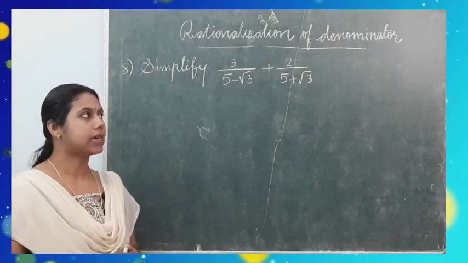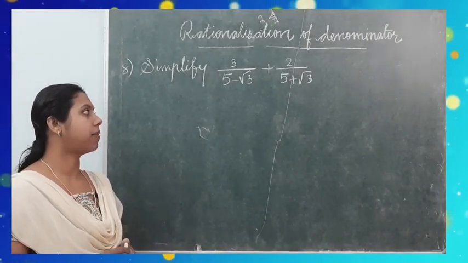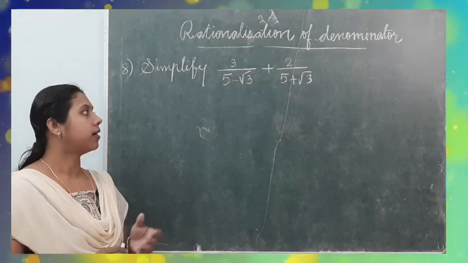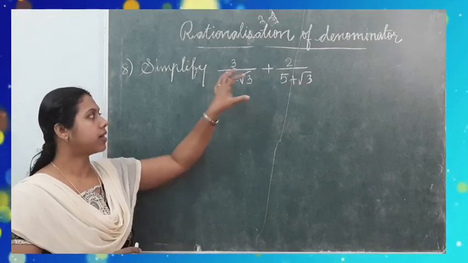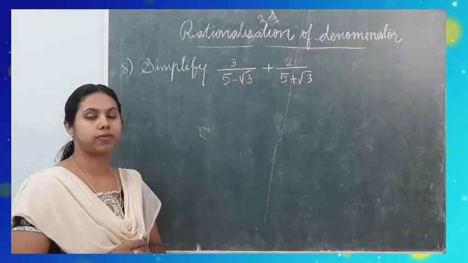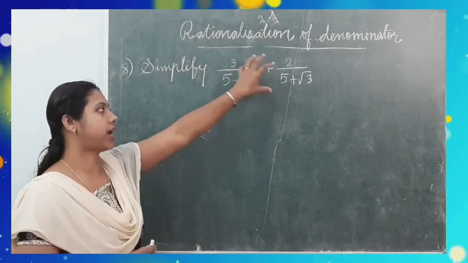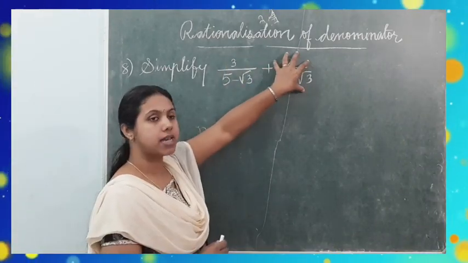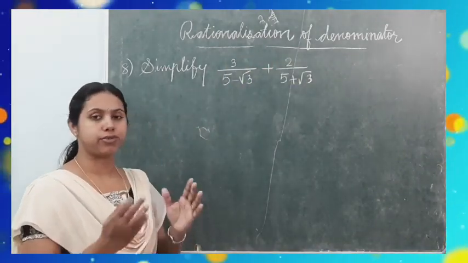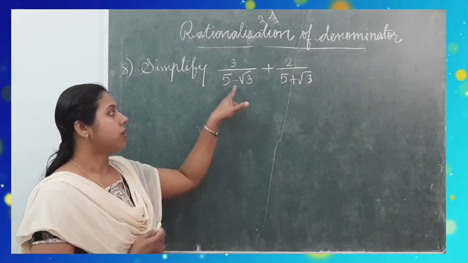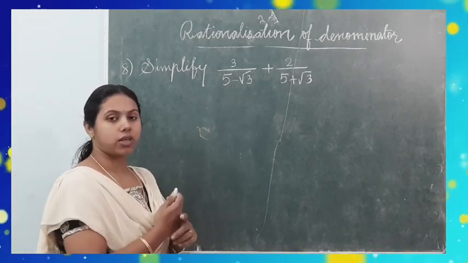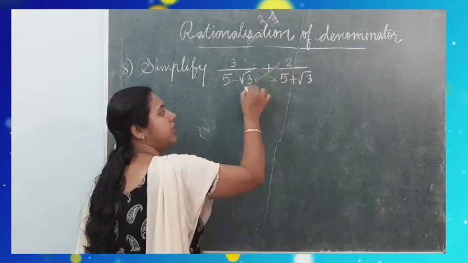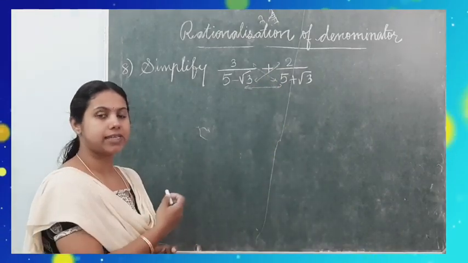The next question is simplify 3 by 5 minus root 3 plus 2 by 5 plus root 3. In this type of question, addition of two terms is given. So you rationalize each term and add them. First you rationalize the first term, then rationalize the second term, then add the two answers you will get. Otherwise you can use the shortcut: cross multiply and multiply the denominators, using LCM to add.